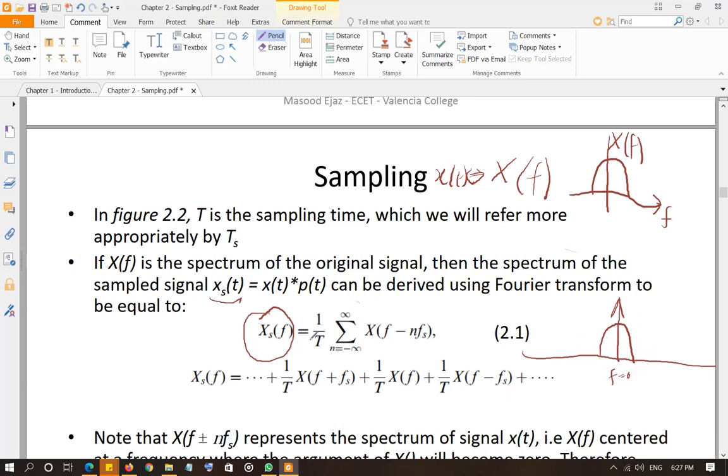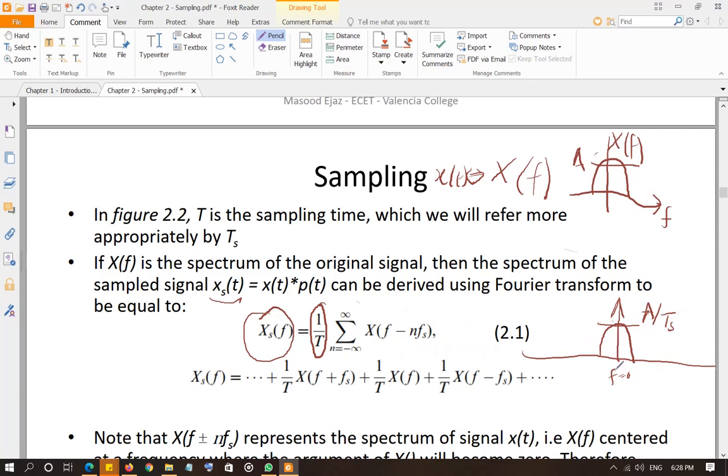Magnitude of that spectrum is going to be scaled by 1 over Ts. I just grabbed this from the book. They're using 1 over T, but I use 1 over Ts, because T we usually use for time period. Ts we use for sampling time. So this is actually sampling time, not the time period. So if the original magnitude of the signal was A, then the magnitude of the sampled signal is going to be scaled by 1 over Ts, and it's going to become A over Ts.